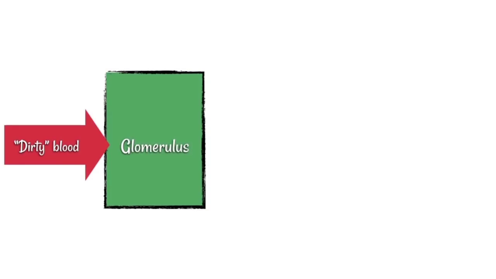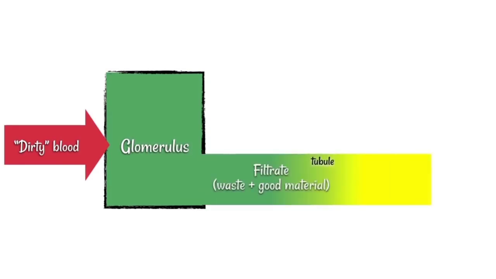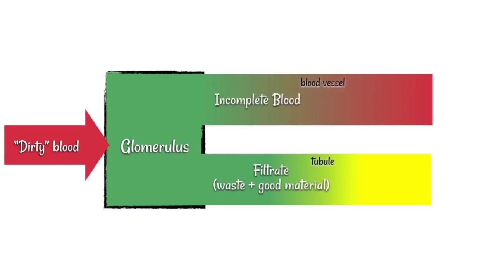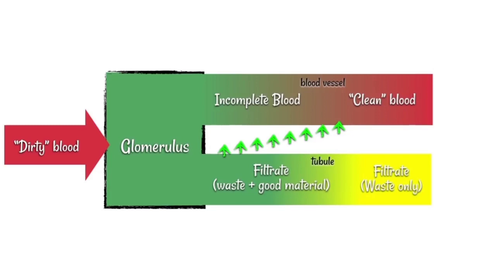Dirty blood is sent via the glomerulus, where it gets separated. We have filtrate, which contains waste materials and, unfortunately, lots of useful materials in the tubule. It gets separated from the blood, but it's incomplete blood right now because useful materials like glucose and amino acids are absent from the blood vessels. Through the process of selective reabsorption, materials that are useful will be transferred back into the blood. We now get clean blood which has all of the useful things.